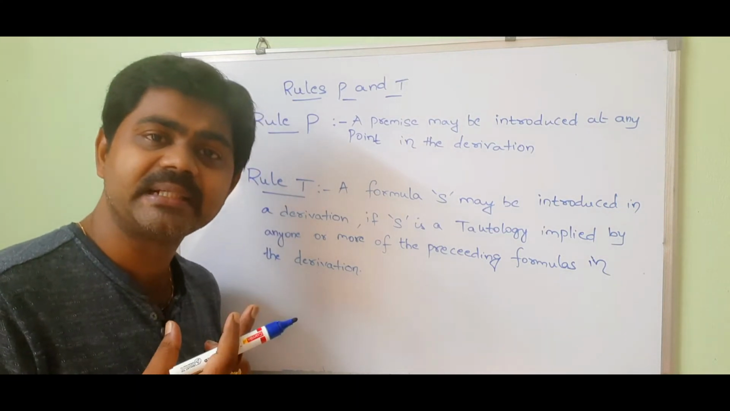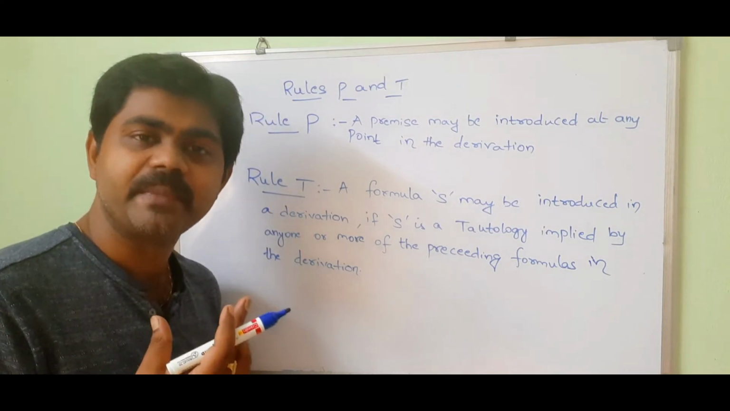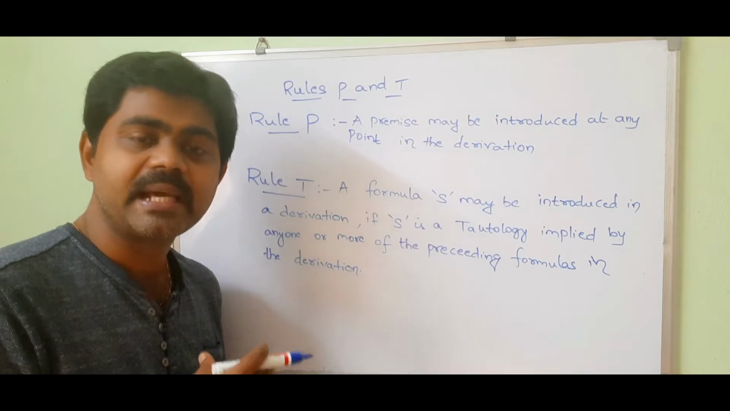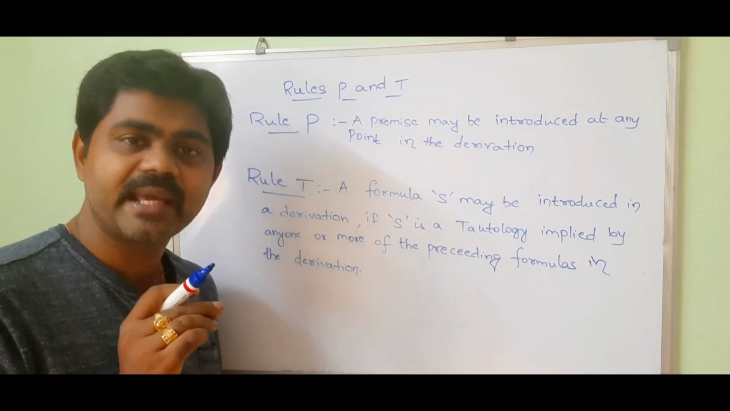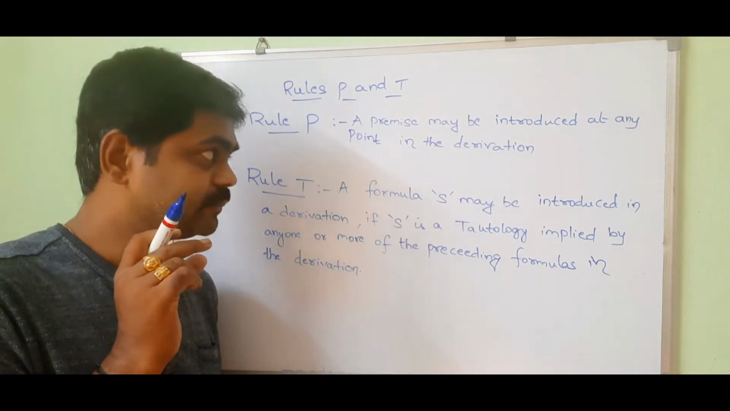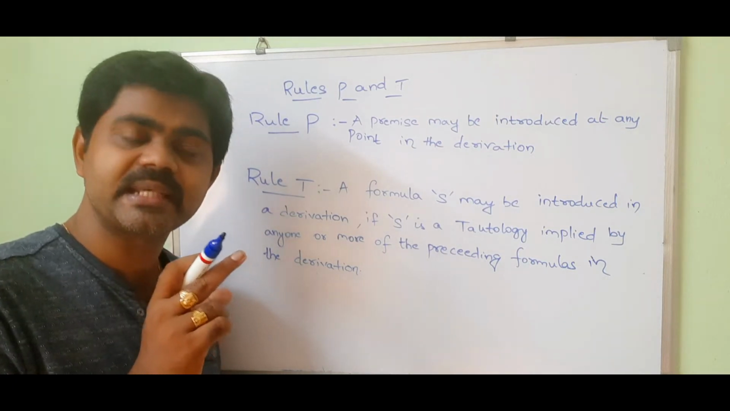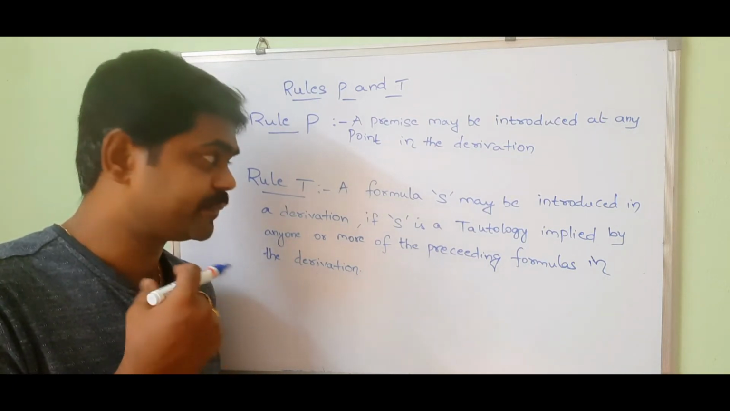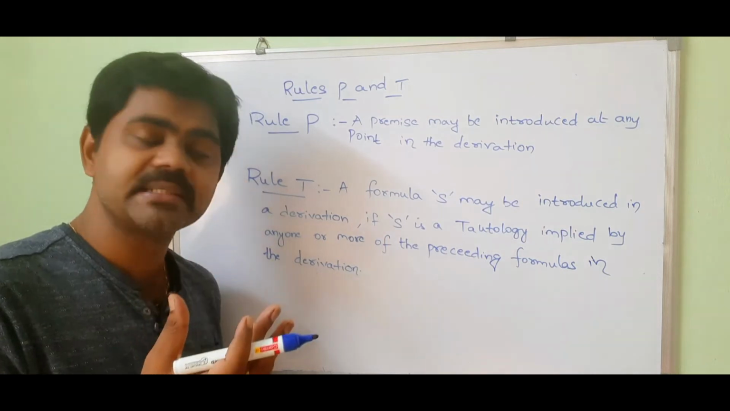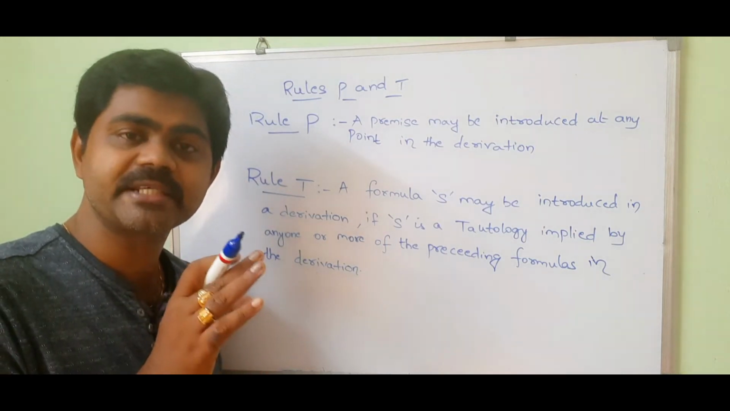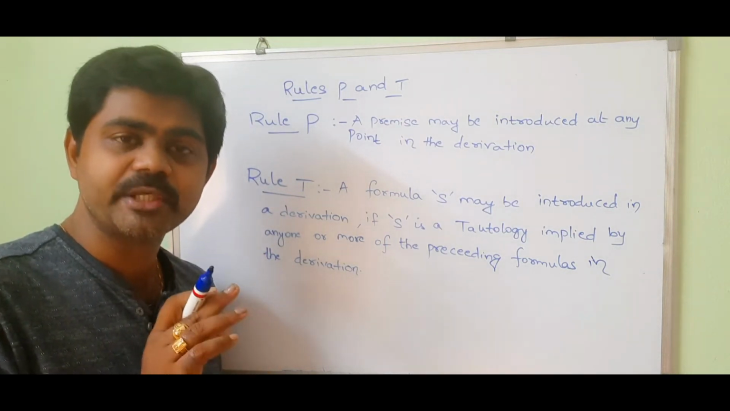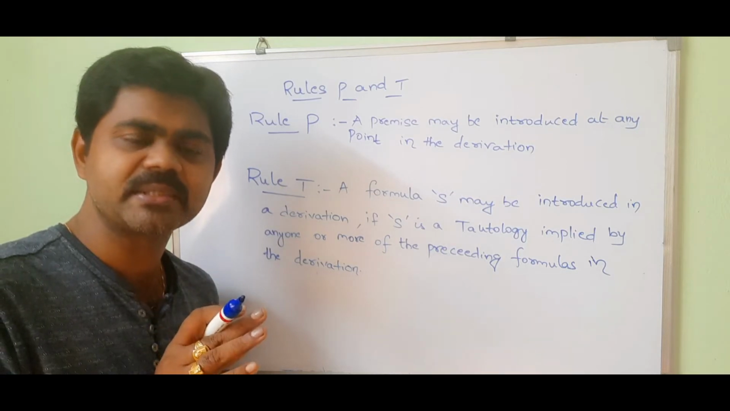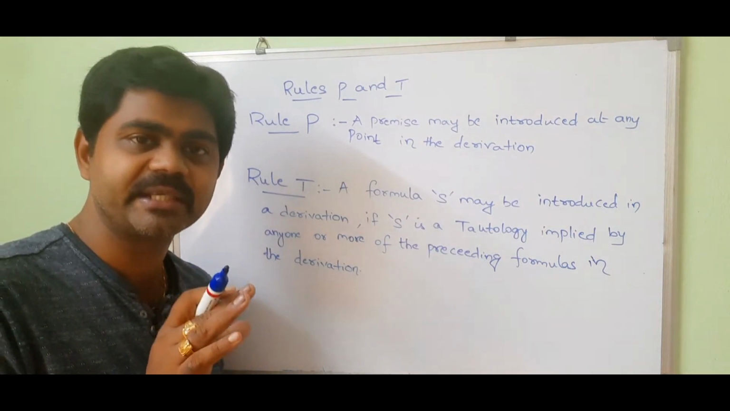So while deriving, we can make use of rule T and rule P, and not only that, in total we have implications as well as equivalences. So in total there are implication rules as well as equivalence rules. There are 14 implication rules, and in total there are 18 equivalence rules.